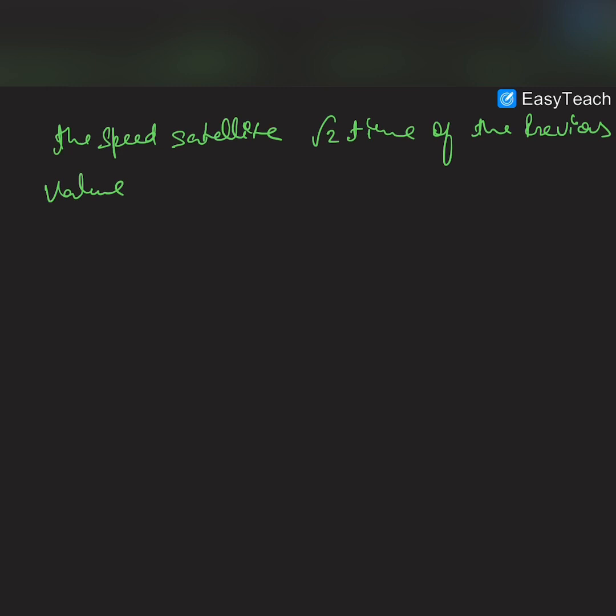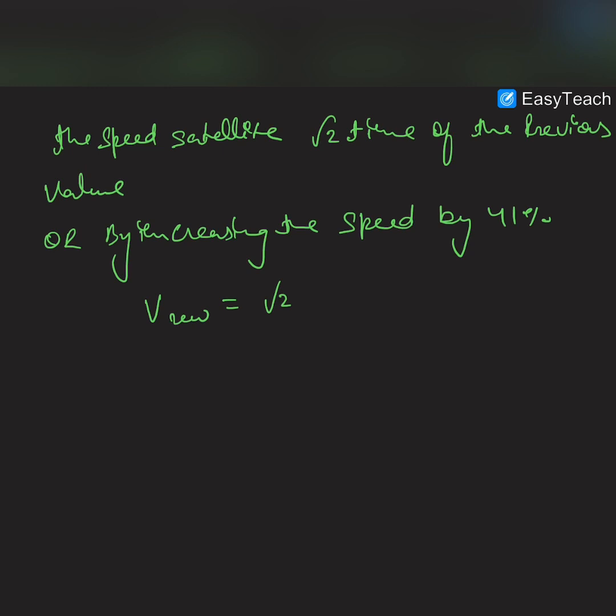which means by increasing the speed by 41%, because V new is equal to root 2 times of V old, and root 2 is 1.414, so V new is 1.414 V, and therefore we can say that delta V is equal to 0.41 of V, and percentage change is delta V by V into 100, so it would be 41%.